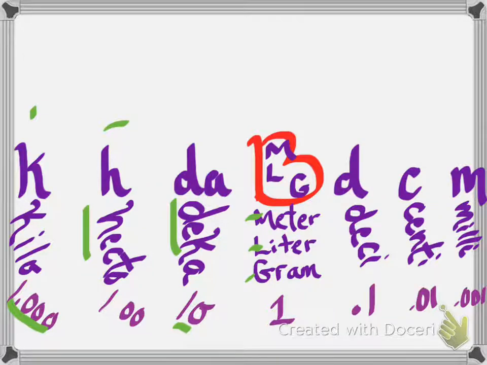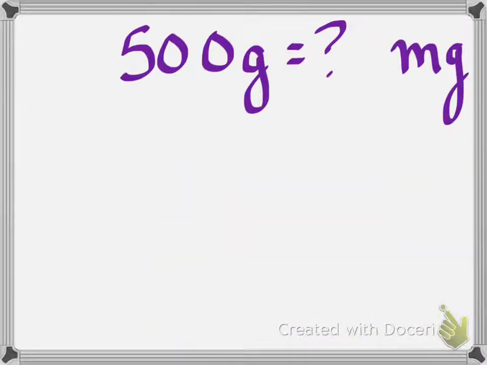Okay? The D, the single D, stands for deci, which is 1/10 of a whole. The C stands for centi, which is 1/100th of a whole. And the M stands for milli, which is 1/1000th of a whole. Let's go ahead and try a problem together.